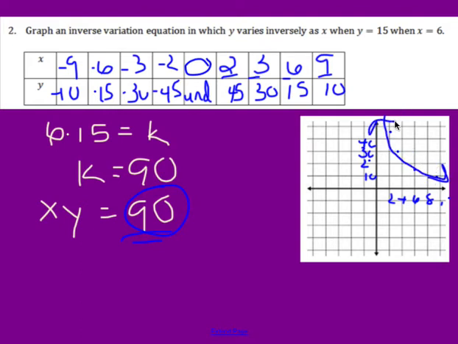Now I need to do the same for the negative side. So I'm going left 2, down 10, 20, 30, 40, and then 45. Left 3, down 30, 10, 20, 30. Left 6, 2, 4, 6, up 15, which is about here, and over 9, up 10. And all of those are negative. When both of them are negative, that's going to be in that third quadrant there. If I were to draw an invisible line through here, those two reflect over themselves, so they should be kind of a mirror image of each other.